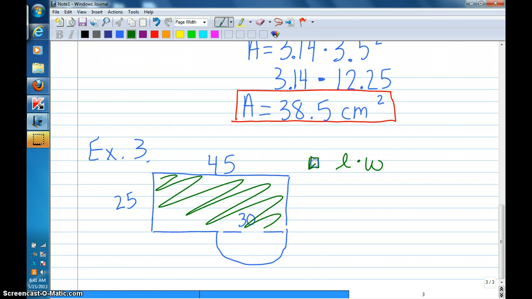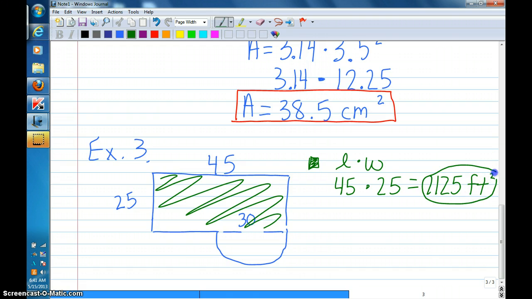And again, I kind of always color coordinate it so I can see what I have there. So again, the sides of the rectangle are 45 times 25, or 1,125 feet squared. So that's my rectangle. I also then have a half of a circle. So I'm going to have to figure out the area of a circle and then divide it by 2.